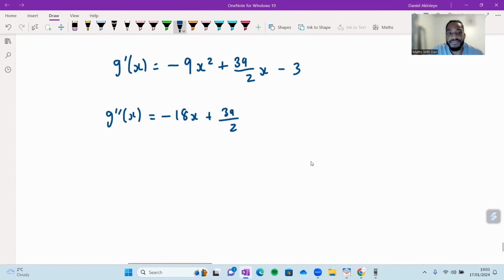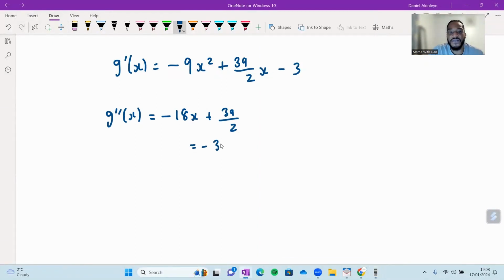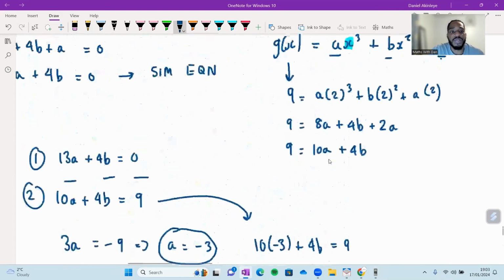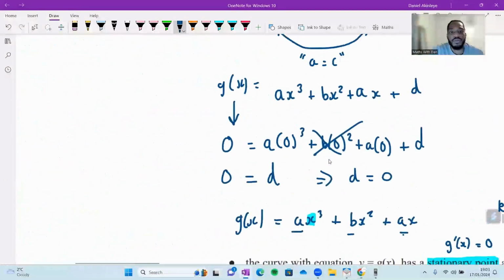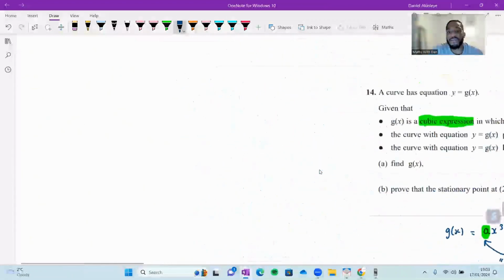So plugging this in here, this will give us minus 18 lots of 2 plus 39 over 2. This gives us minus 33 over 2, which is less than 0. And that must mean it's a max, isn't it? Right? And let's just see what they said here. What was part B? Yeah, prove that it's a maximum. So we've done it. Yeah?